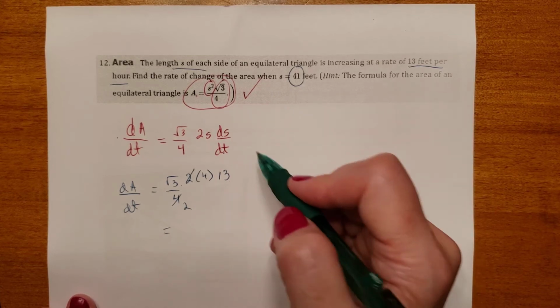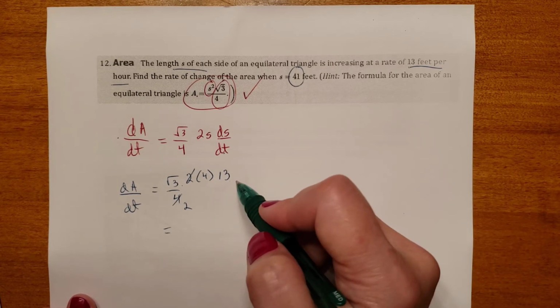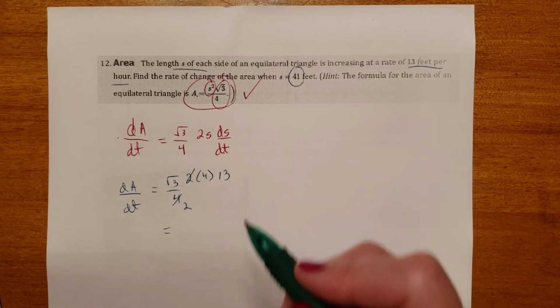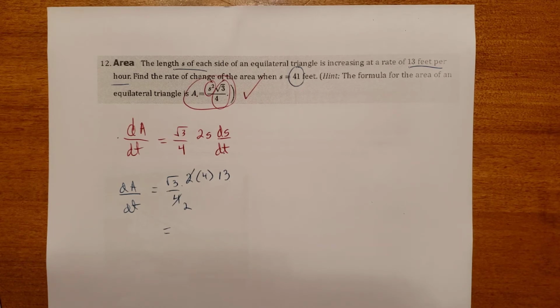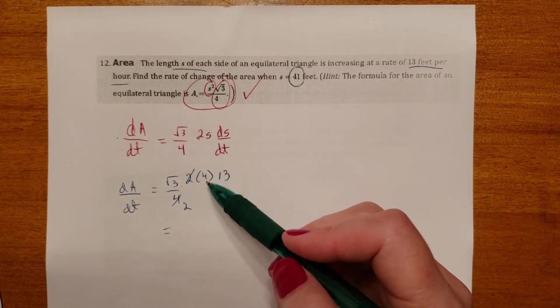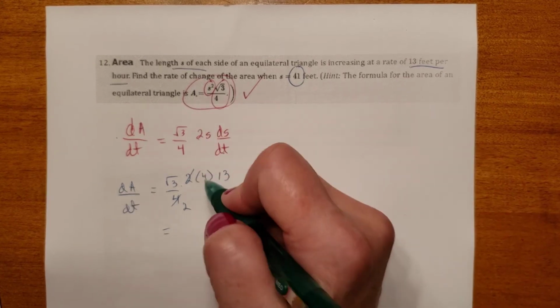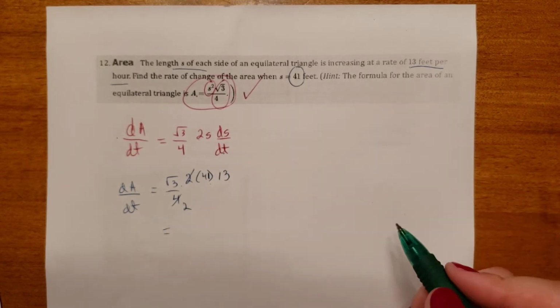Oh, shoot, did I leave off ds over dt? No, I got it all. So then 4 times 13 is 52. I feel like I lost a number somewhere. So 2, radical 3 over 4, 2, s was 4. Oh, I know what I did wrong. S was 41. Son of a gun, that's where I went wrong.